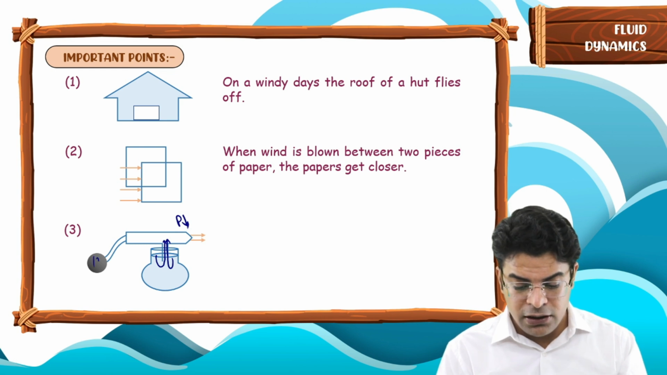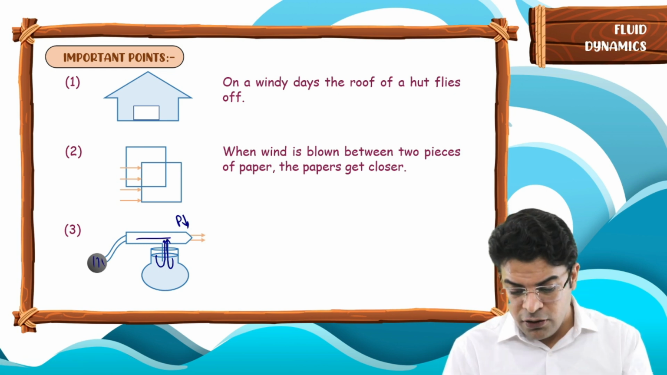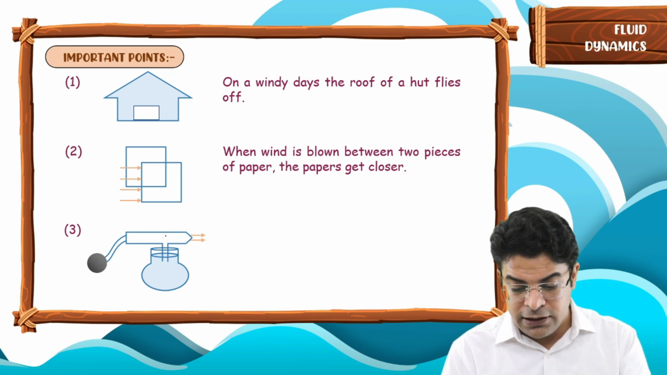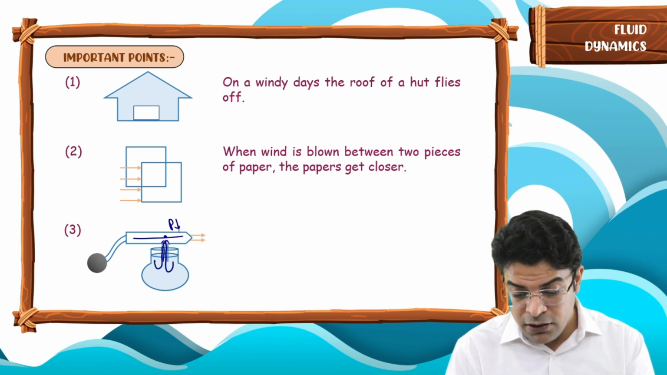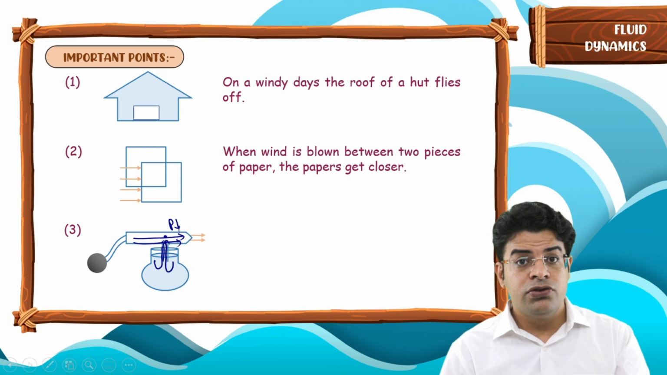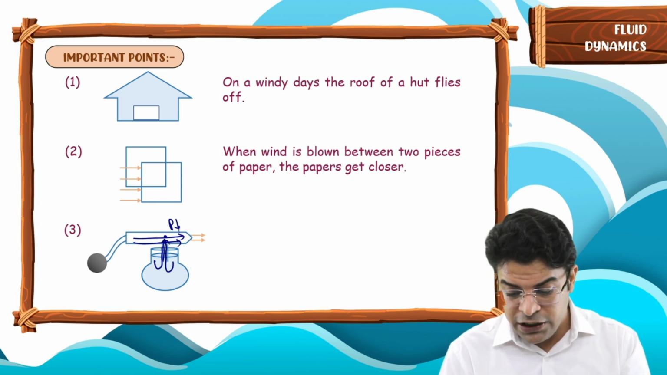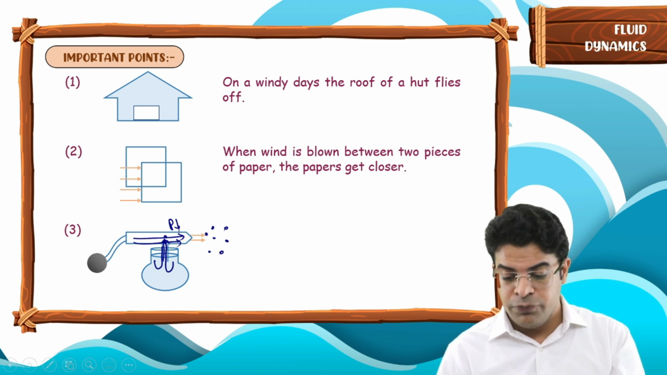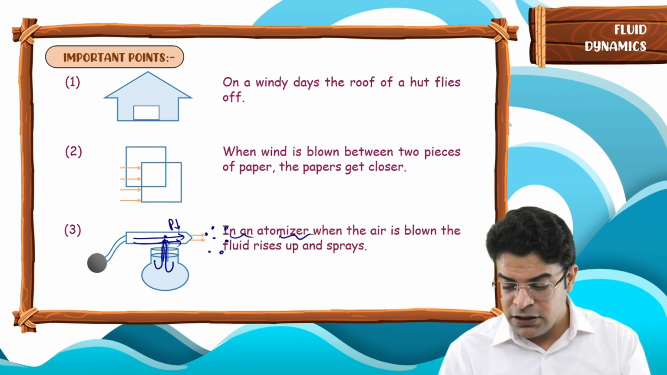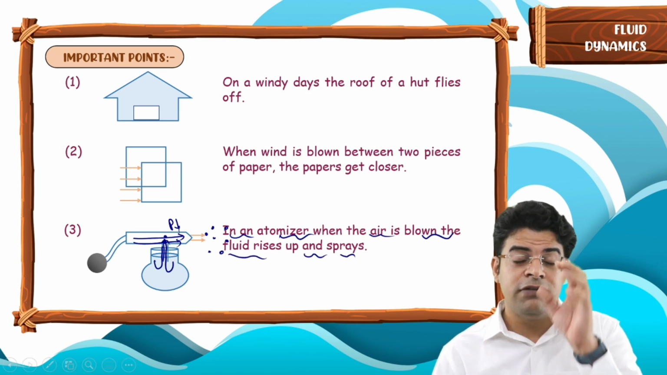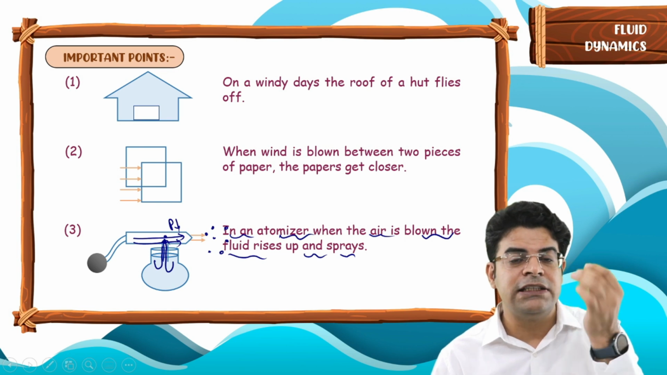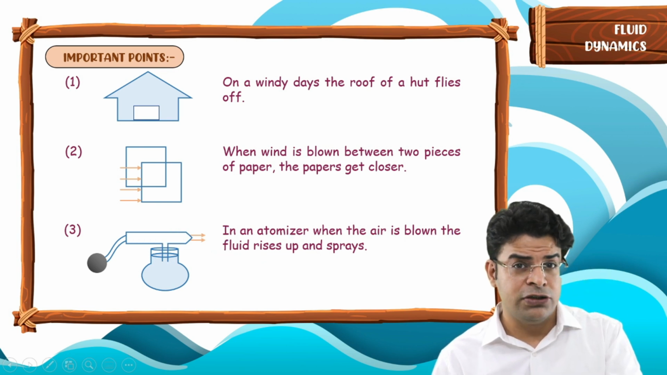When you press the rubber bulb, the speed of the air here increases, because of which the pressure here decreases. So the fluid rises up and comes in the way of the air moving at high speed. This air splits the fluid into small drops, and this device is called an atomizer. So in an atomizer, when the air is blown, the fluid rises up and sprays because of the same effect: when the velocity increases, the pressure decreases. There are more examples of this.